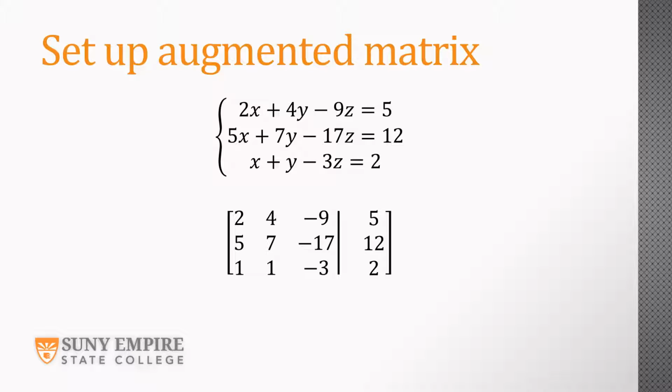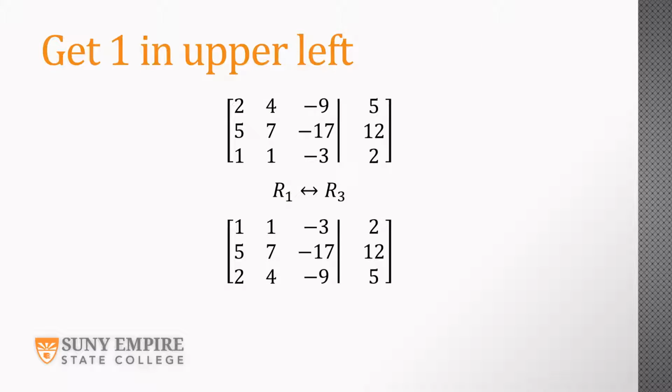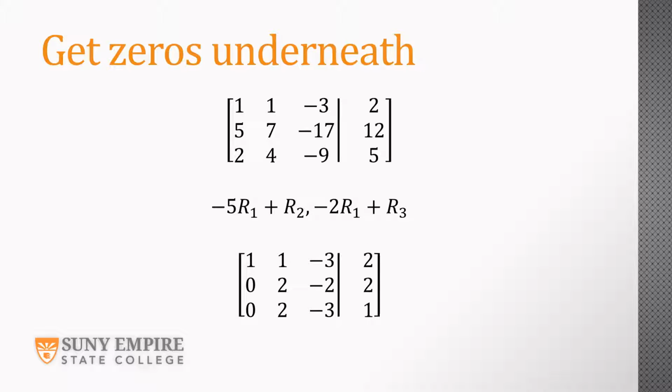First, we need to put the system into an augmented matrix. We place the coefficients on the left side with columns for x, y, and z, and the constants on the right side of a vertical line. We need to get a 1 in the upper left corner. We could use a scalar multiplication, but we already have a 1 in the first column. We just need to swap rows 1 and 3.